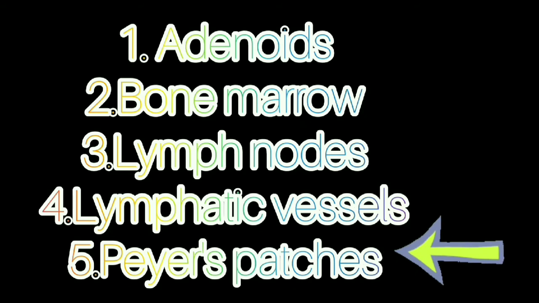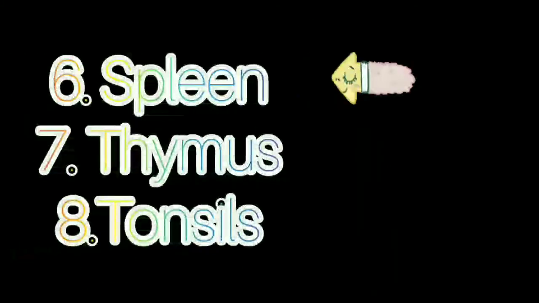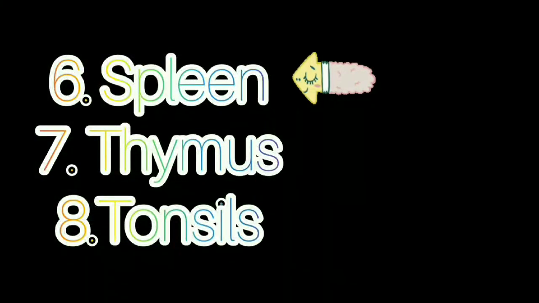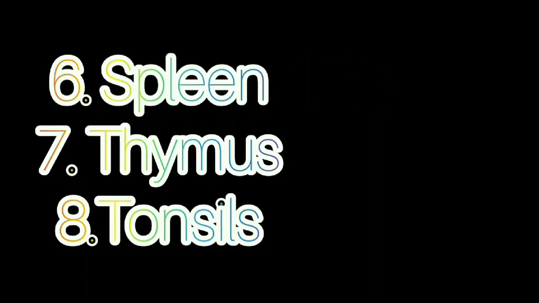Fifth, Peyer's patches, lymphoid tissue in the small intestine. Sixth, spleen, a fist-sized organ located in the abdominal cavity. Seventh, thymus, two lobes that join in front of the trachea behind the breastbone. Eighth, tonsils, two oval masses in the back of the throat.